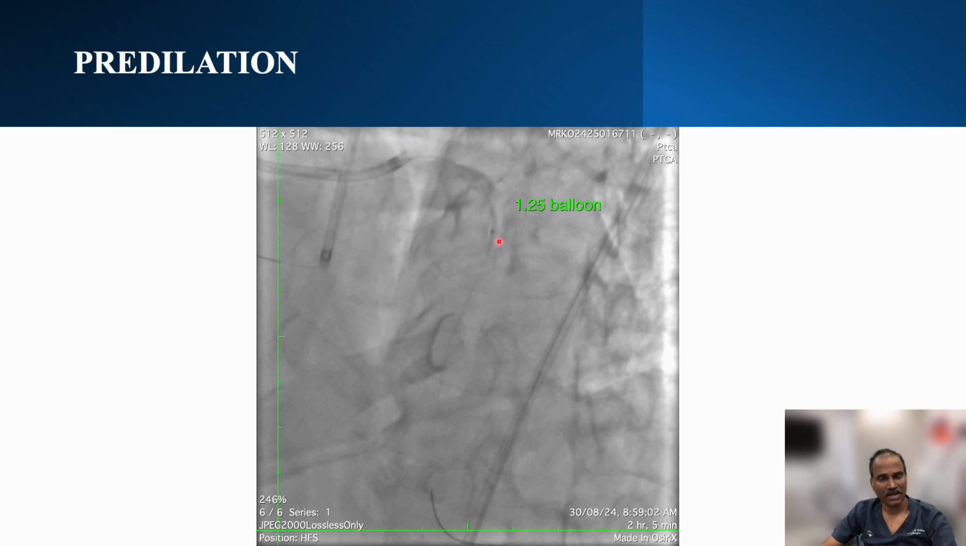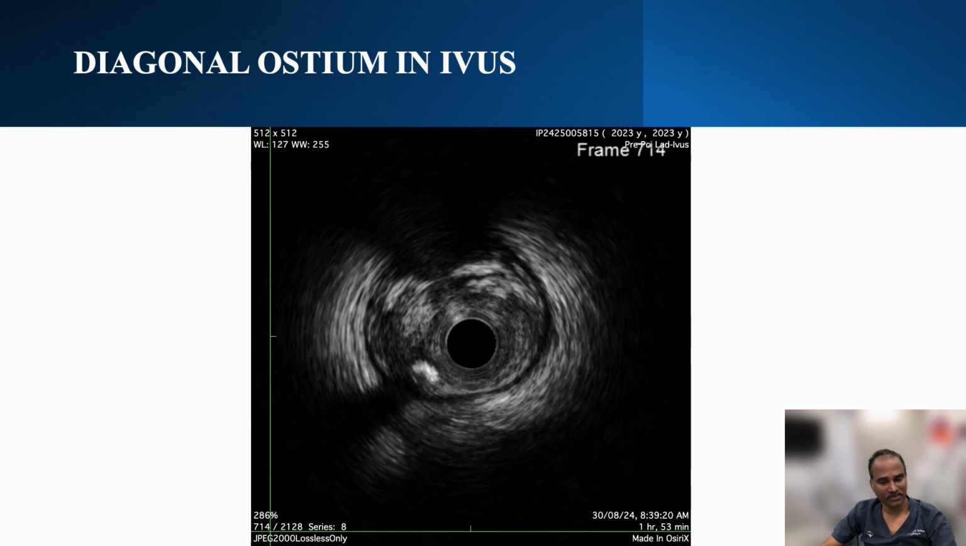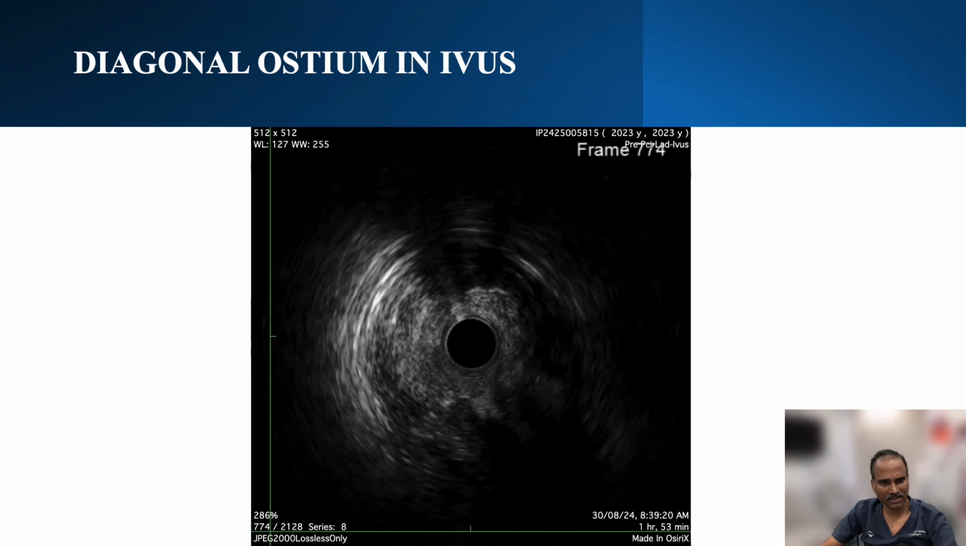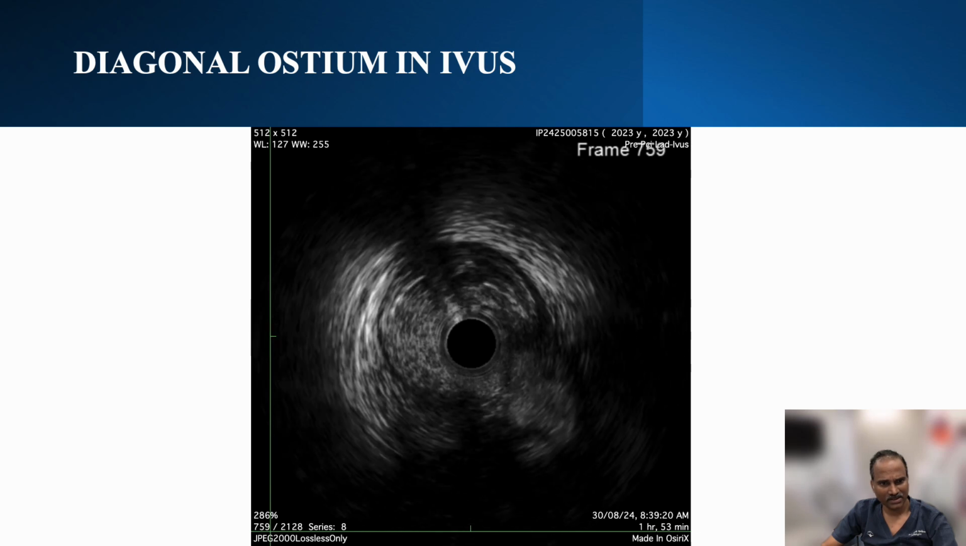As planned, we did 1.25 mm balloon dilatation followed by IVUS. You can see in IVUS this is the diagonal, and you can see this is the flap on the ostium of the diagonal. So I'll play here.